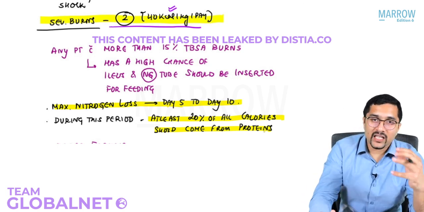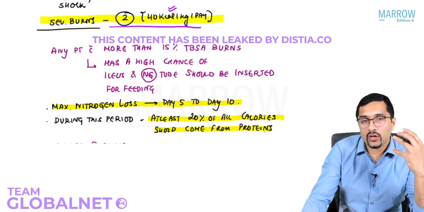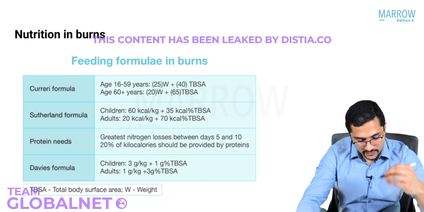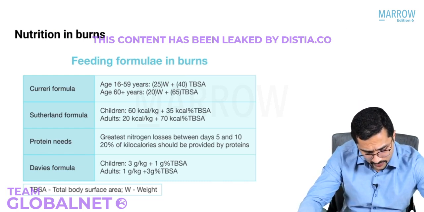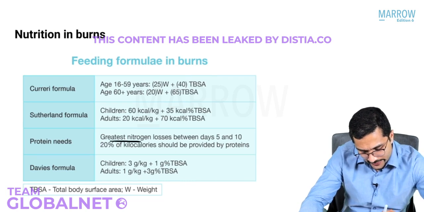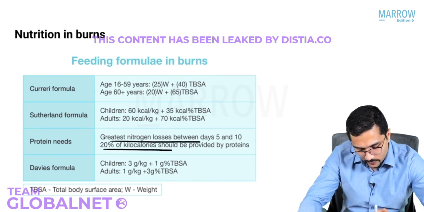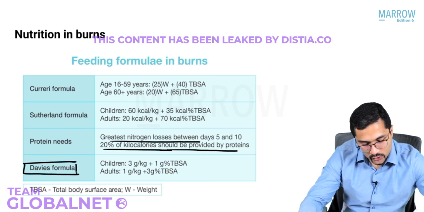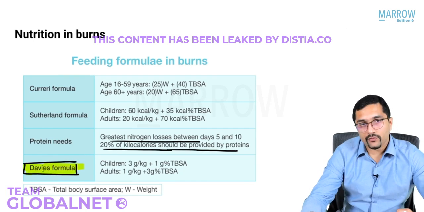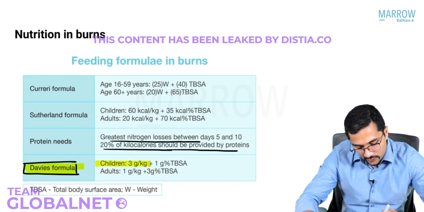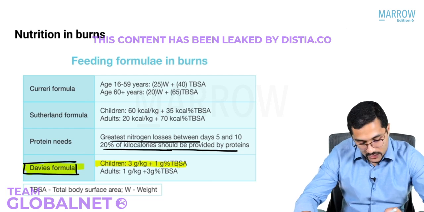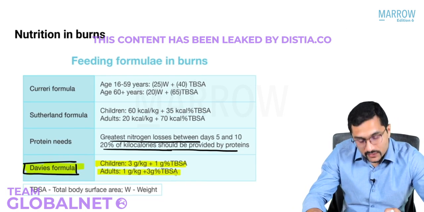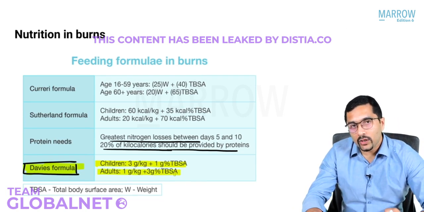Now, how do we calculate how much protein is required in a burns patient? There are various formulae. I've already told you that the greatest protein needs are between 5 to 10 days, and 20% of all kilocalories should come from proteins. To calculate this, the most commonly used formula is the Davies formula. The Davies formula in children is 3 grams per kg plus 1 gram into total body surface area burned, whereas in adults it is 1 gram per kg plus 3 into total body surface area burned.